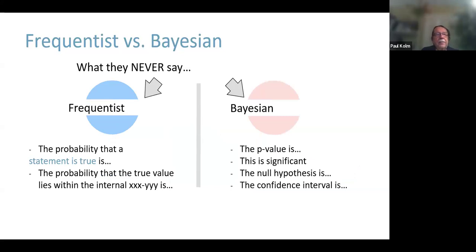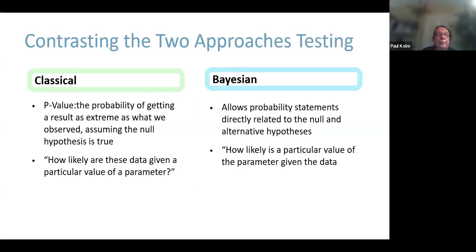Frequentists will never say that there is a probability that a statement is true. In other words, the probability that the null hypothesis is true, the alternative hypothesis is true, or the true value lies within some interval. On the other hand, Bayesians will never talk about p-values. They'll never use the term significant. They'll never say the null hypothesis is, or the confidence interval is. So we'll give some examples of this later on.